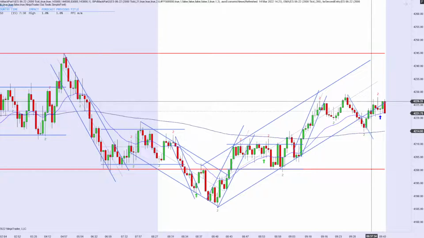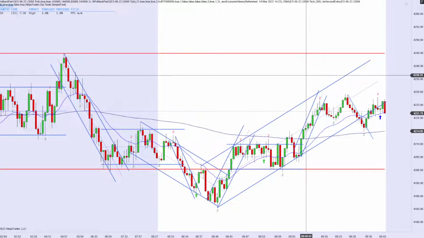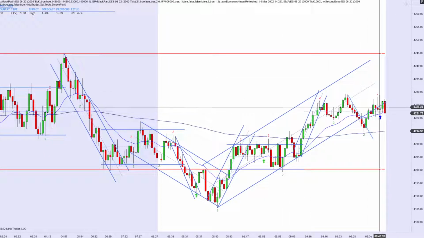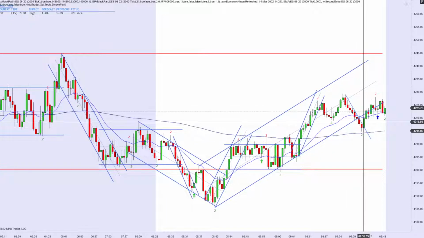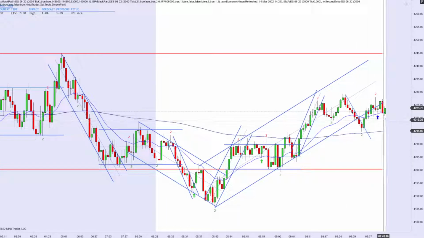You definitely would have been good, depending on how big people trade. But with the overall context, I can understand why prices would reverse back down to the EMA. So it's a little bit of an aggressive trade, but that's something people could look at taking.